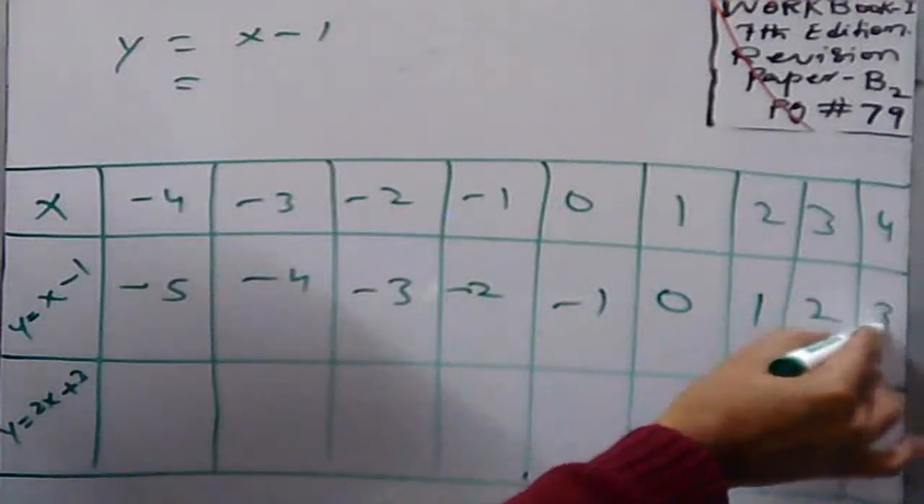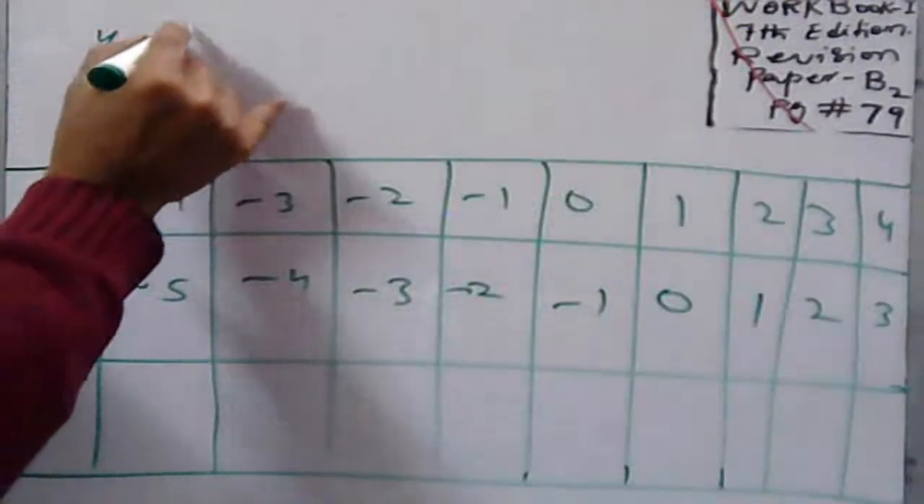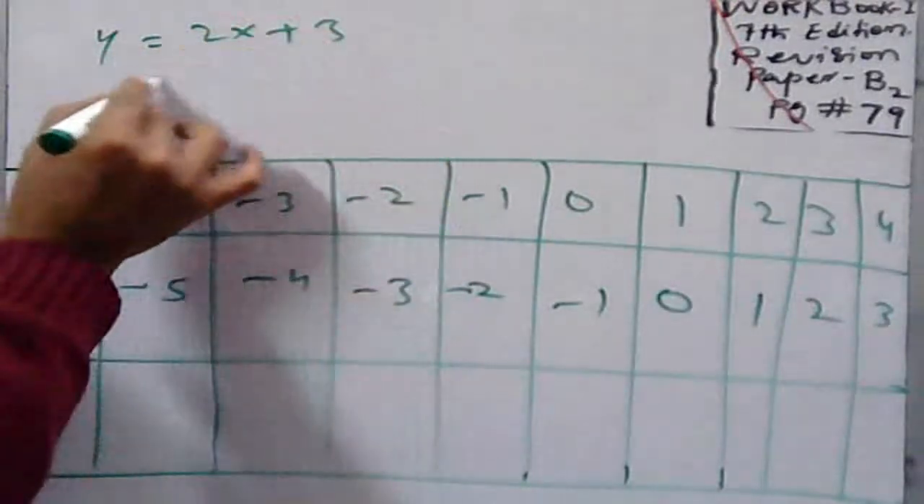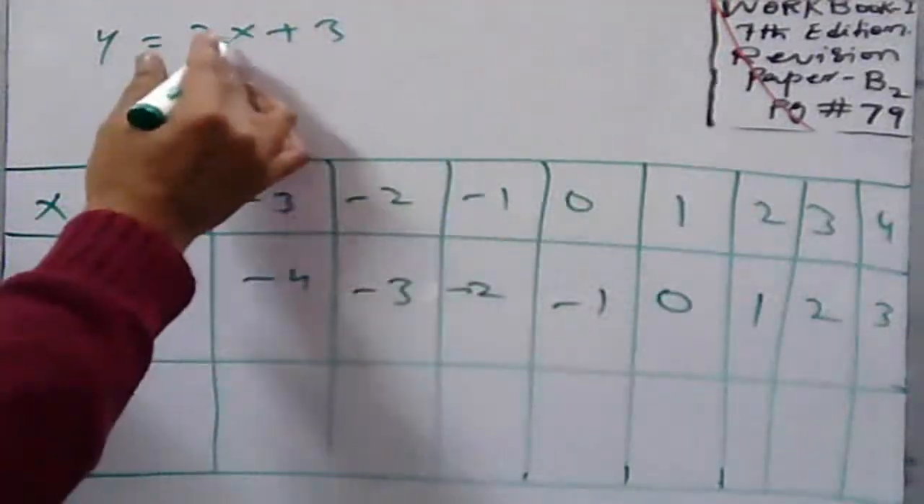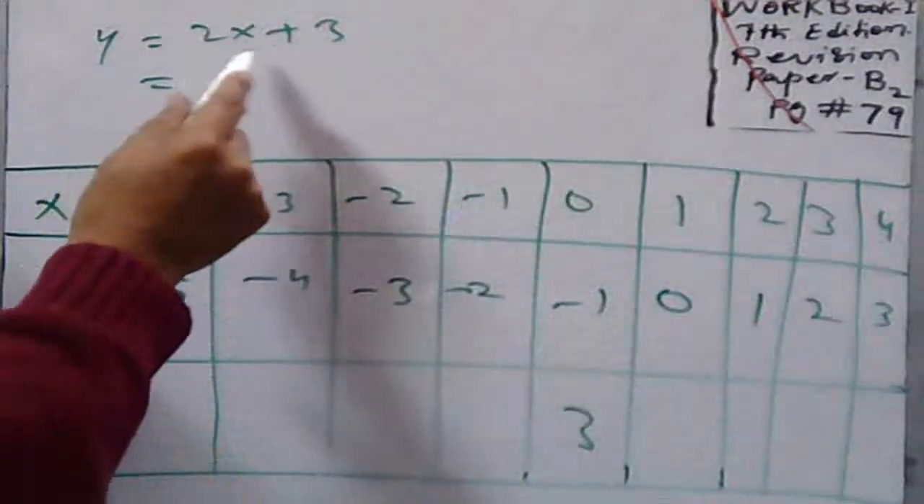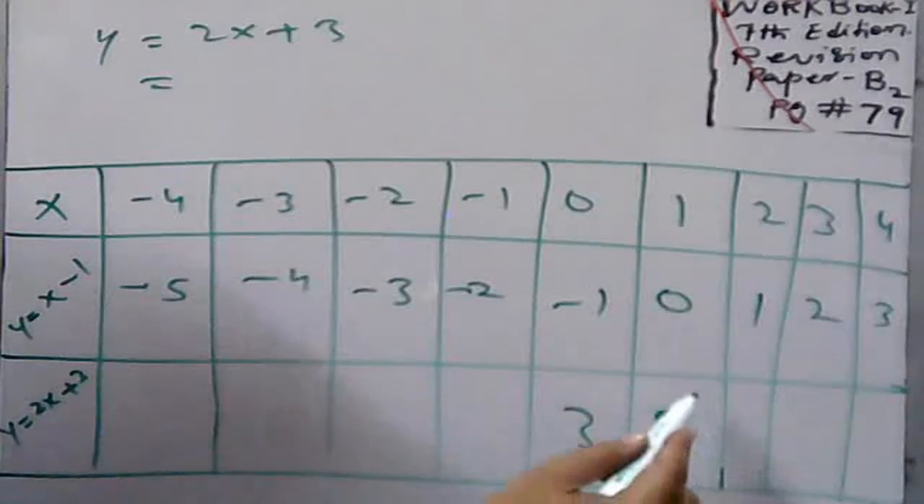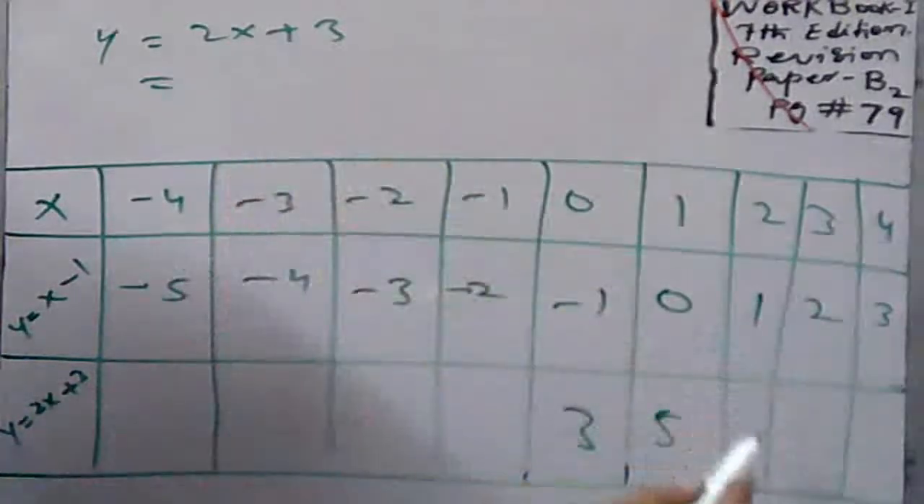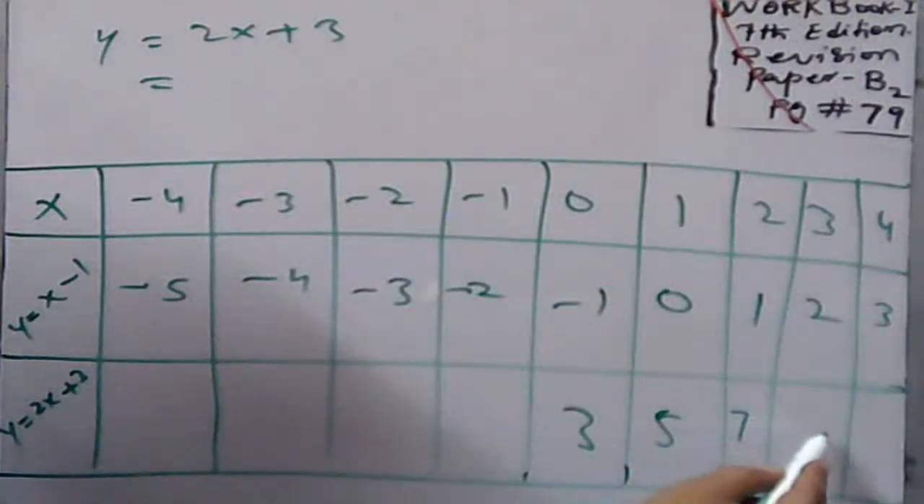Similarly, when you have another equation, y is equal to 2x plus 3, when you put 0 here, you get 3. So this equation gave you 3. When you put 1, you will get 5. When you put 2, 2 twos are 4 plus 3 is 7. When you put 3, 3 twos are 6, plus 3 is 9, and when you put 4, 4 twos are 8, plus 3 is 11.